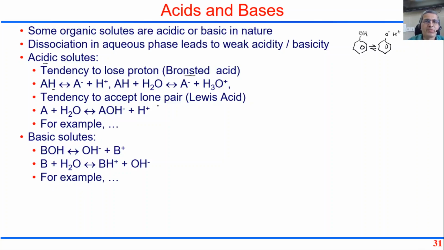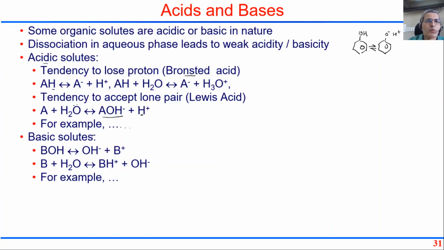Or it has a tendency to accept a lone pair, like for example it reacts with O of water, or ammonia has a lone pair, N has a lone pair. So those are called Lewis acid. So if you take water, it would attract a lone pair, and it would become AOH minus and H plus, right? We can think of different examples. You can look at your undergraduate chemistry books, and you can find these out.